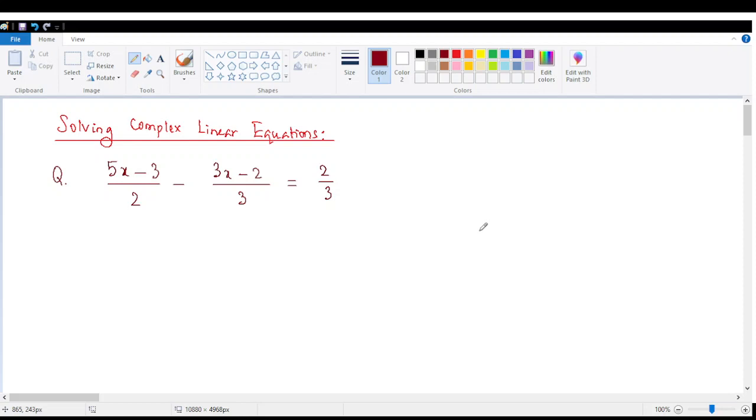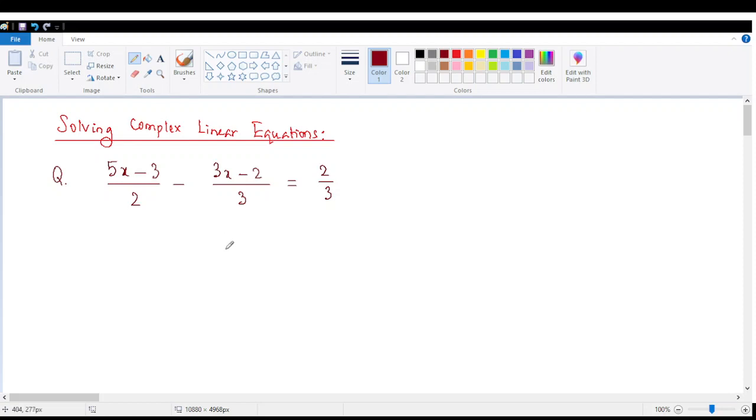In the last video we discussed what linear equations are, what the methods to solve linear equations are, and we did two very basic examples. Now in this video we are going to do complex linear equations, which are a little bit sophisticated, and see how to solve them. So let us get started.